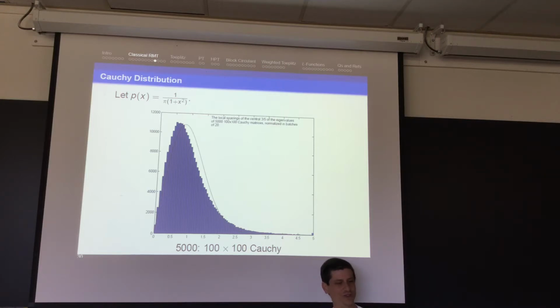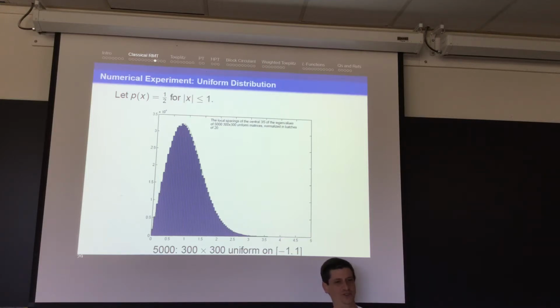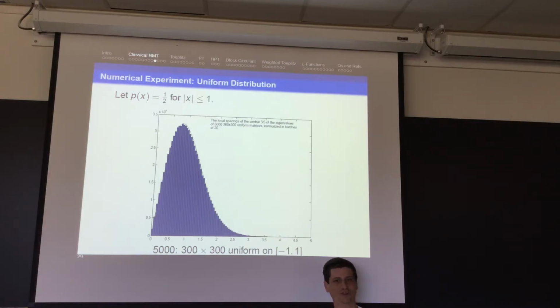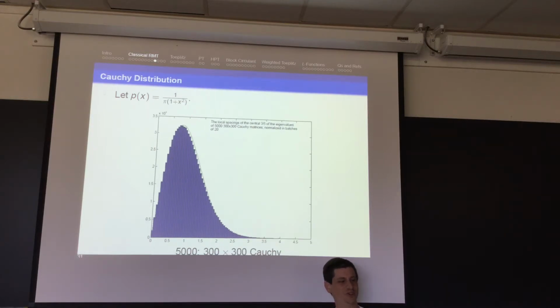Given that hint, why do you think the Cauchy is much worse than the uniform? Yeah, the Cauchy is 100 by 100. The uniform is 300 by 300. Always look at the axes. Always look at the labels. If you make the Cauchy 300 by 300, it's fairly good. Right? It's really easy to manipulate data. It's really easy to frame things.